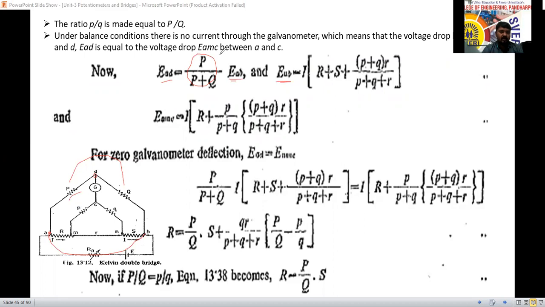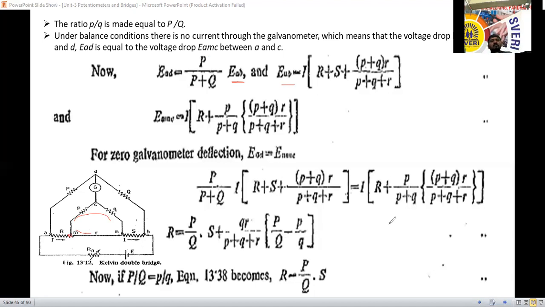How do we write the EAB formula? This is a very complicated circuit. For that reason, we have separated EAD and EAB, and we have directly written them here. So EAB is nothing but, see here, the current flowing through R, I will take outside, same current. Next, R plus this one here, two parallel paths we are going to get. One is P plus Q, another one is R. P and Q, these two are in series, so P plus Q we have to consider. And this is R, one resistance here.